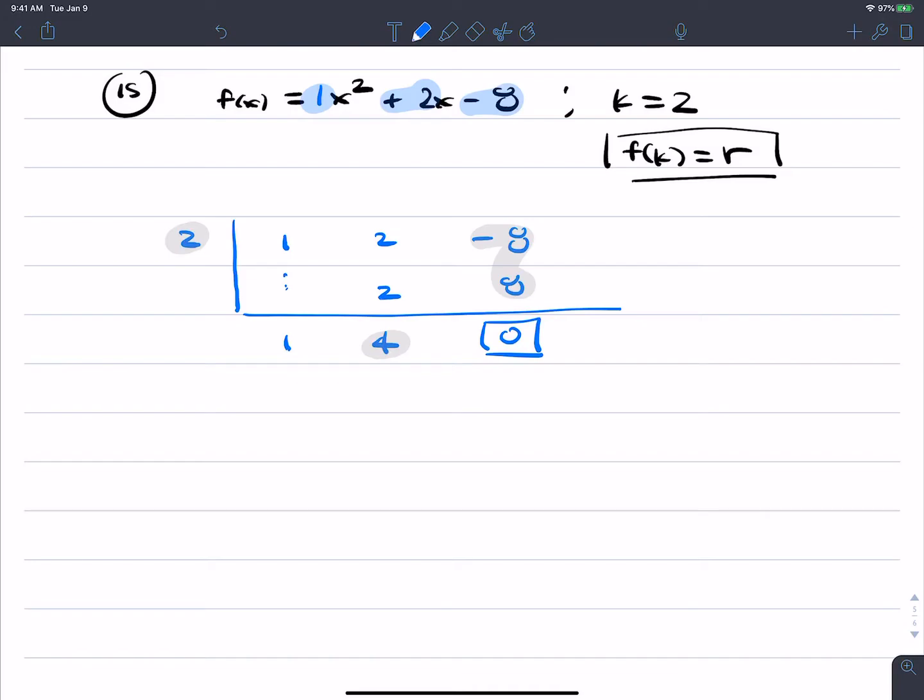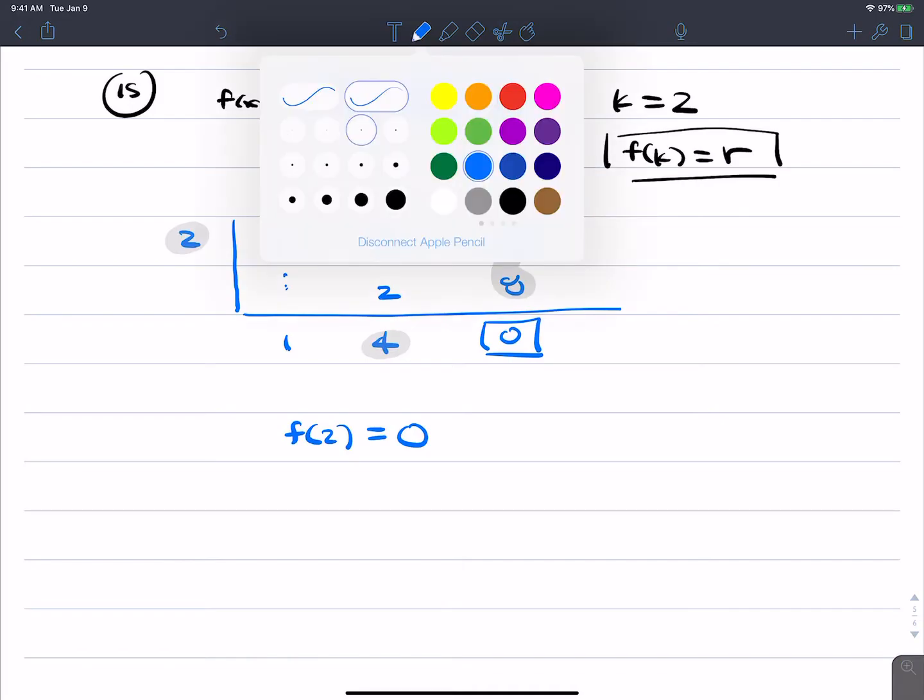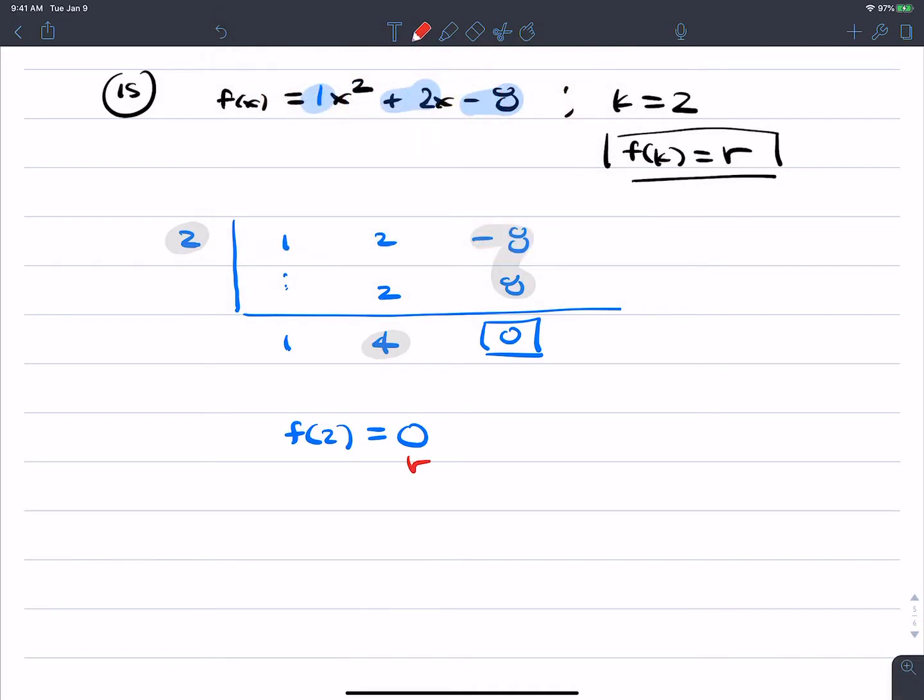So here's what this means for us. What we have seen here, what this says is that f of 2 equals 0. Remember, this is my remainder. We've been saying that. So when the remainder is actually 0, that's a special situation. We say 2 is a 0 of the polynomial function f.